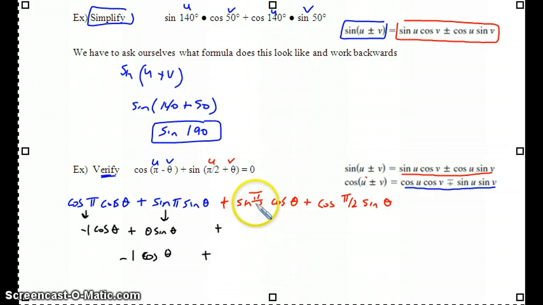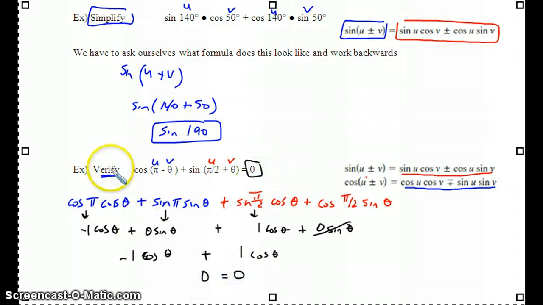Over here, the sine of pi over 2, again from the unit circle, is 1, so I get 1 cosine of theta, and plus the cosine of pi over 2 is 0, again from the unit circle. So really, when I add these two together, that's not there, it's 1 cosine of theta. Negative cosine of theta plus positive cosine of theta cancel each other out, I get 0. Remember, that's what I was trying to get it to be equal to, so I was able to verify that all of this, by using two sum or difference formulas, reduced down to 0.